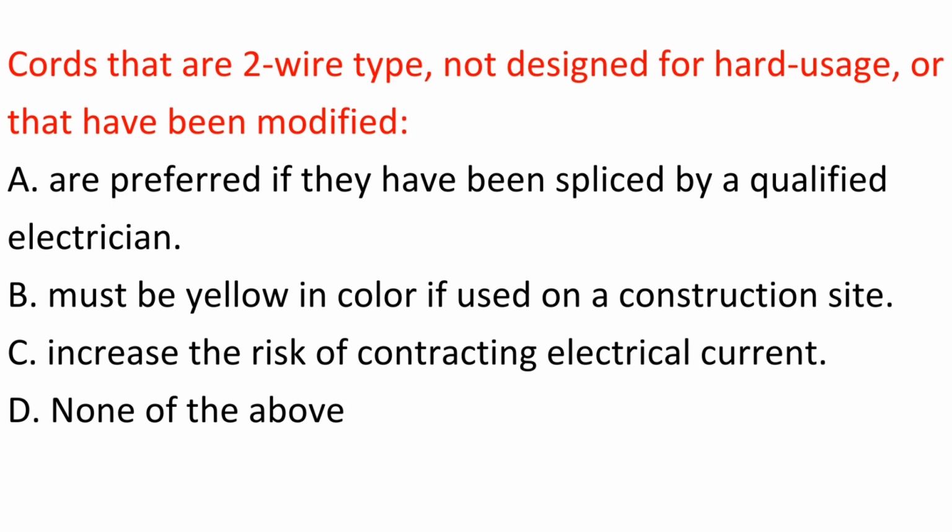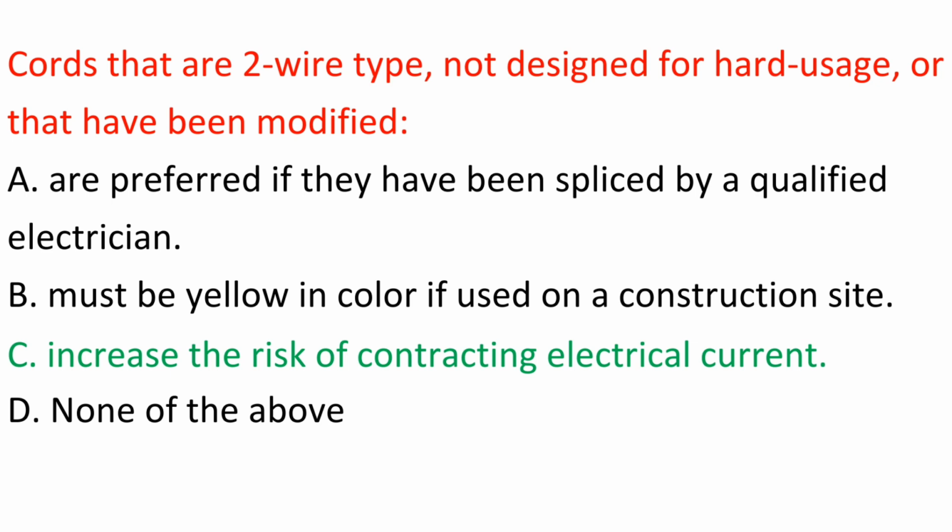Question. Cords that are two-wire type, not designed for hard usage, or that have been modified. A. Are preferred if they have been spliced by a qualified electrician. B. Must be yellow in color if used on a construction site. C. Increase the risk of contracting electrical current. D. None of the above. Answer. C. Increase the risk of contracting electrical current.